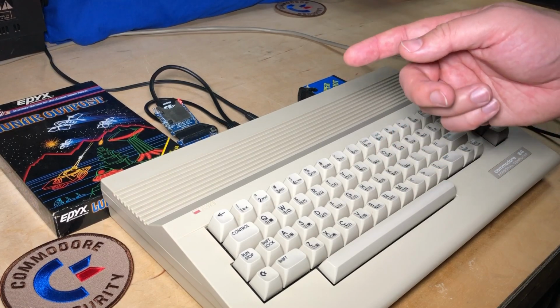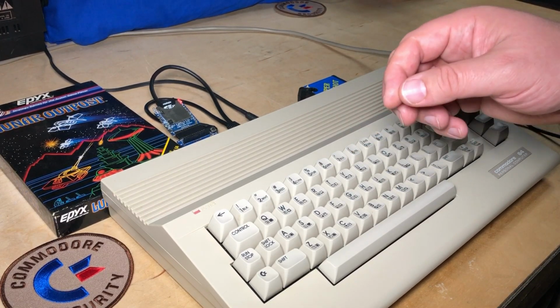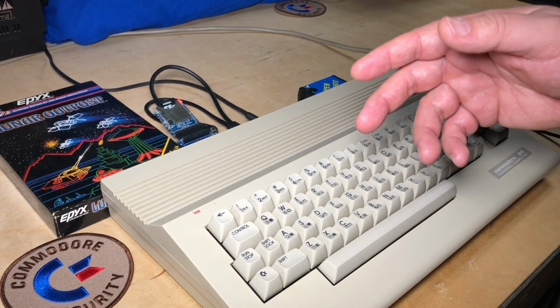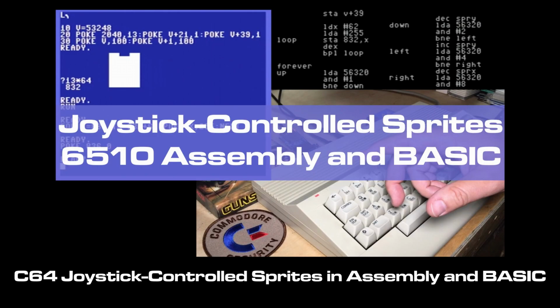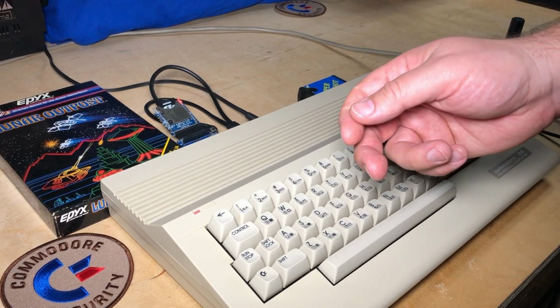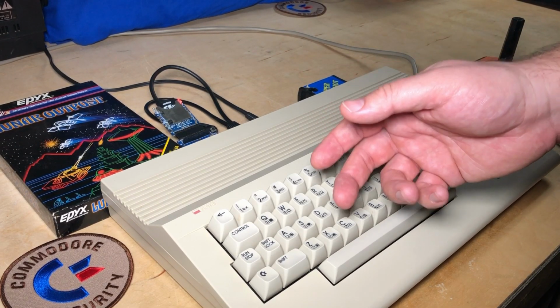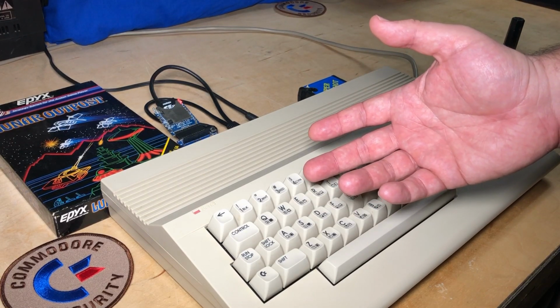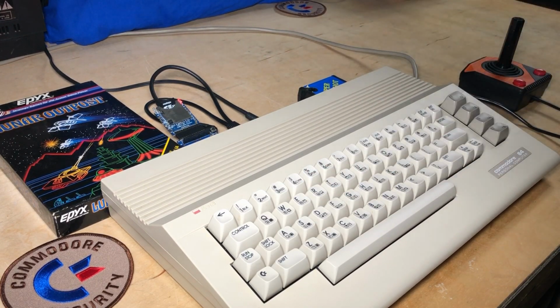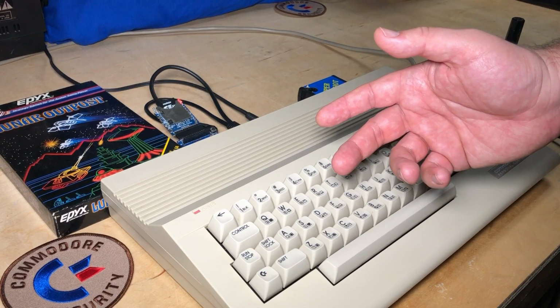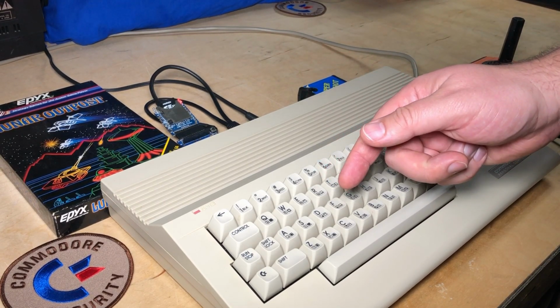Hi, it's Robin. Way back in September 2019, I made a video called C64 Joystick-Controlled Sprites in Assembly Language and Basic. In that video, I had said I would make a follow-up video about a more advanced assembly language example, but I never did get around to doing that. Until now. So if you haven't seen the original video, it's probably best that you check that out first.